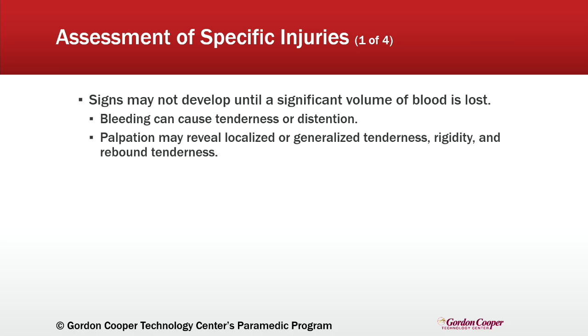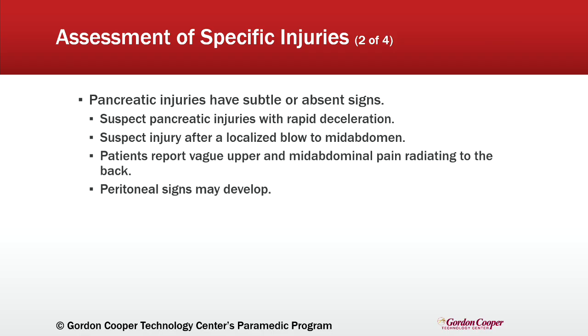Signs of internal bleeding may not develop until a significant volume of blood has been lost. Because of this, normal vital signs do not rule out an internal abdominal injury. Bleeding can cause abdominal tenderness or distension, but these same signs may not be obvious until a significant amount of blood has been lost. Palpation may reveal localized or generalized tenderness, maybe some rigidity, or even rebound tenderness, but sometimes the signs are not very specific.